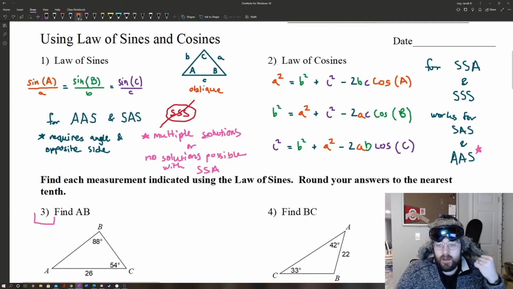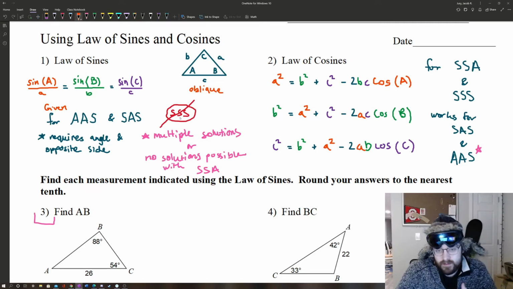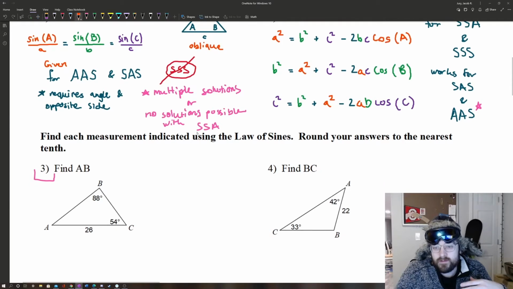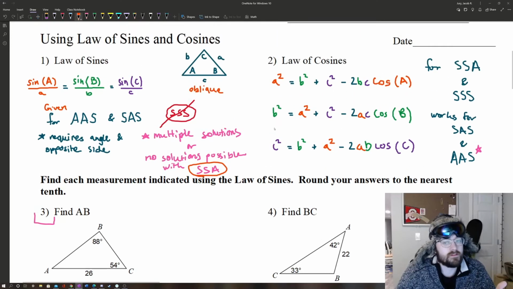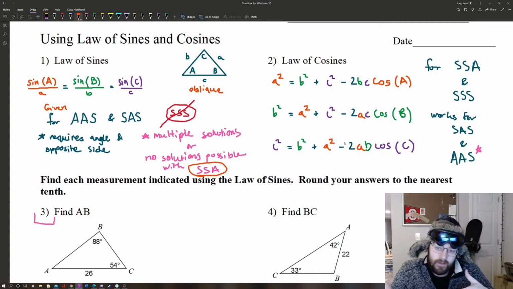And another, this is like your given information. So if you're given an angle, and then another side that's opposite to one of those angles, then that's when you would use law of sines. Side side side does not work. If you're given three sides, don't use law of sines. And we also try not to use side side angle for law of sines, because there's multiple solutions possible. There's also no solutions possible.